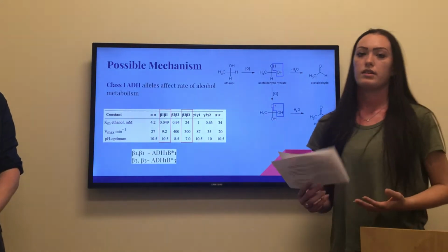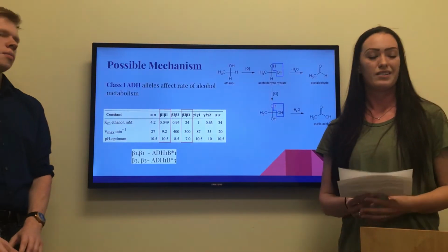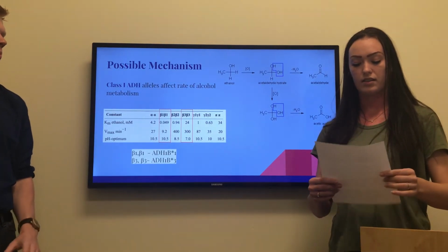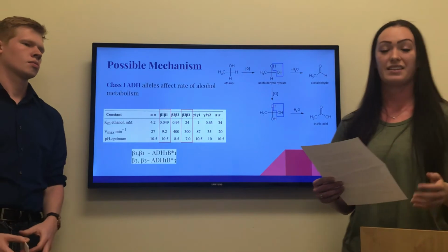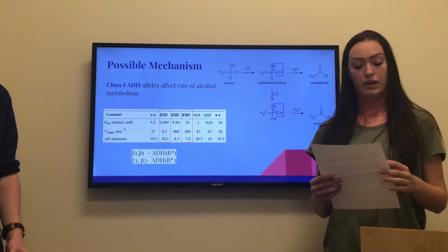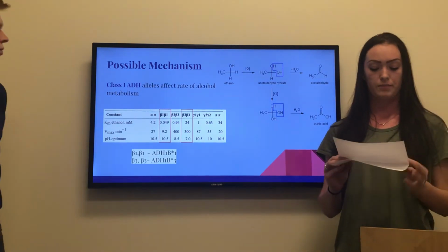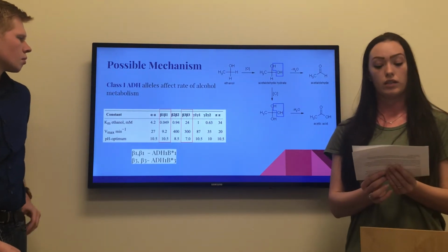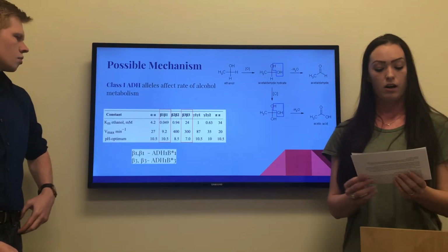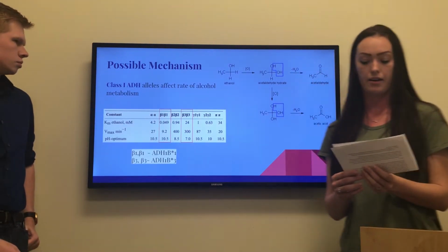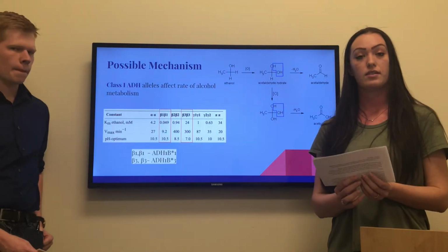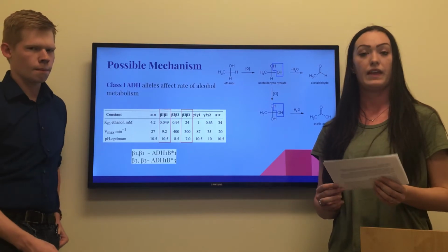So we know from Austin's talk earlier that alcohol is metabolized in the liver primarily by alcohol dehydrogenase, which acts to oxidize alcohol into acetaldehyde, acting as the rate-limiting step. Class 1B ADH alleles have been found to alter rates of alcohol metabolism. The ADH1B3 allele has a lower Km value than the ADH1B1 allele, meaning that the binding affinity for alcohol to that enzyme for that allele is higher. The Kd values are also lower for ADH1B3, meaning release of the substrate from that enzyme is also greater than the ADH1B1.